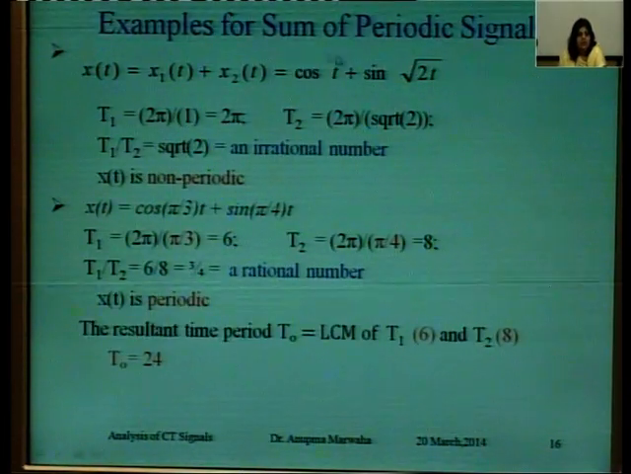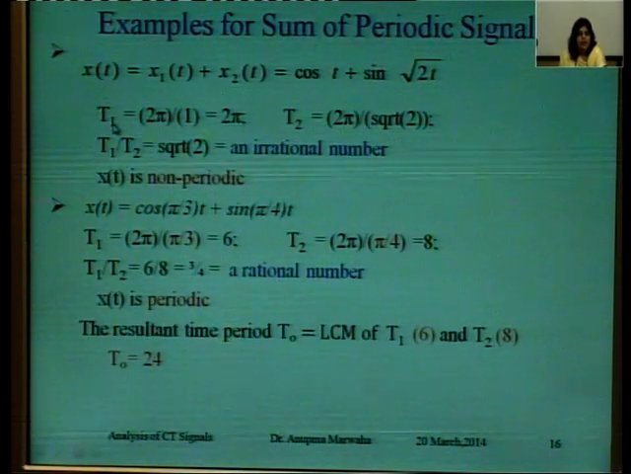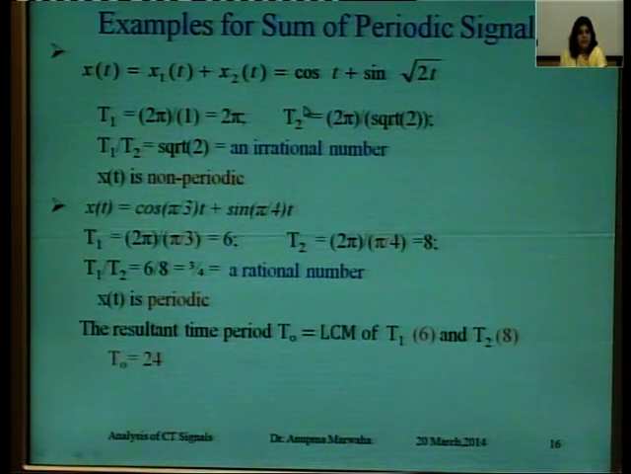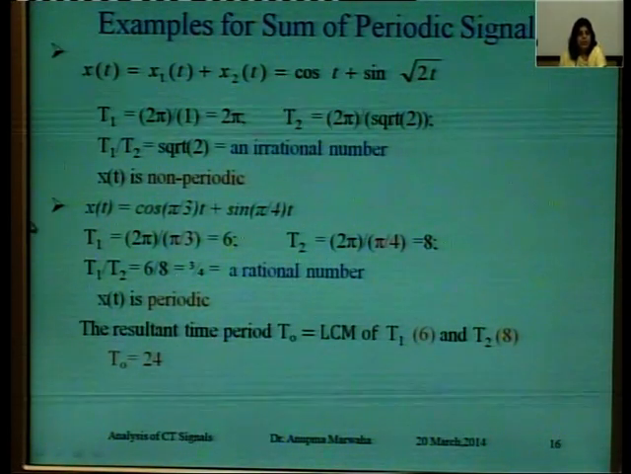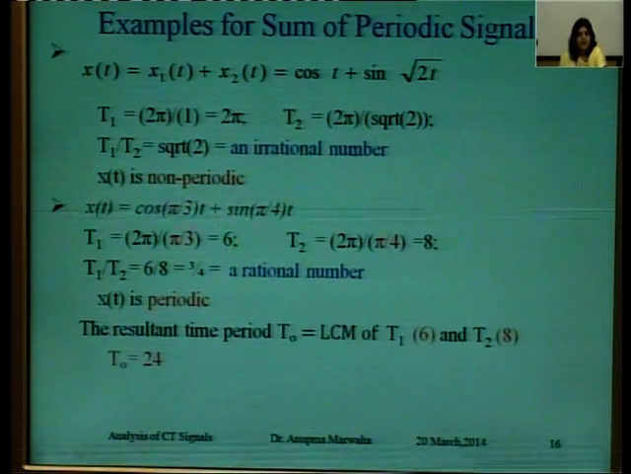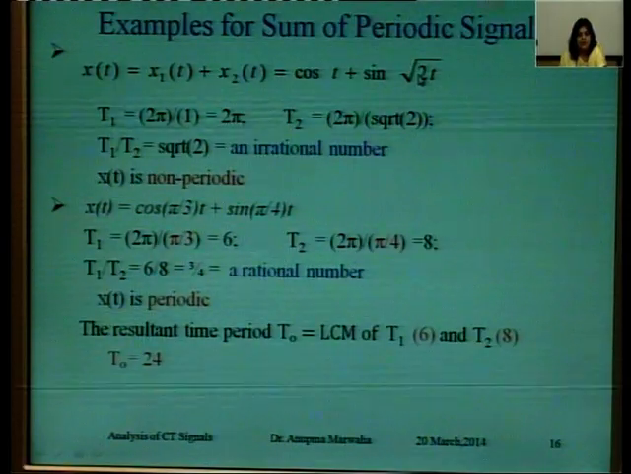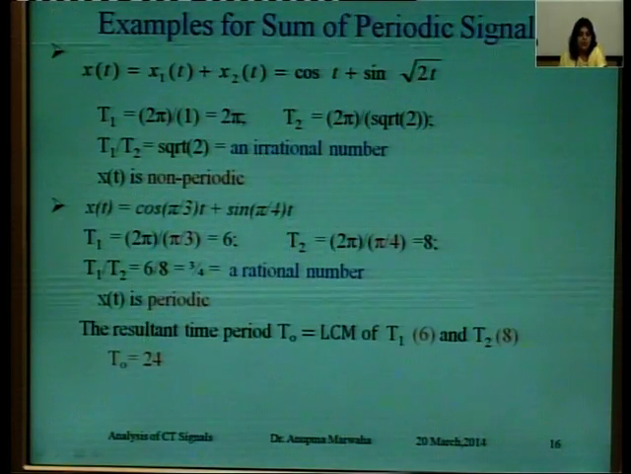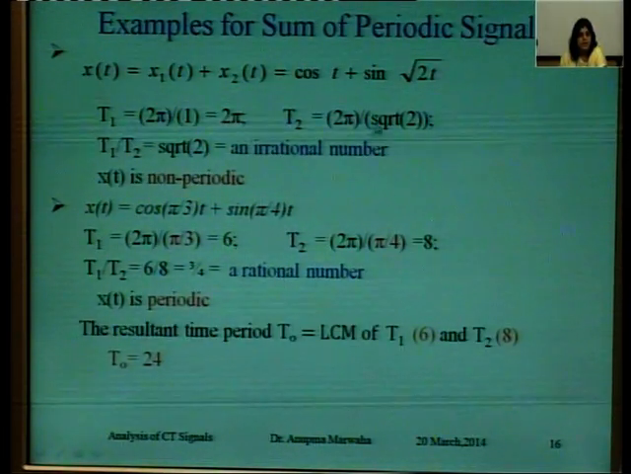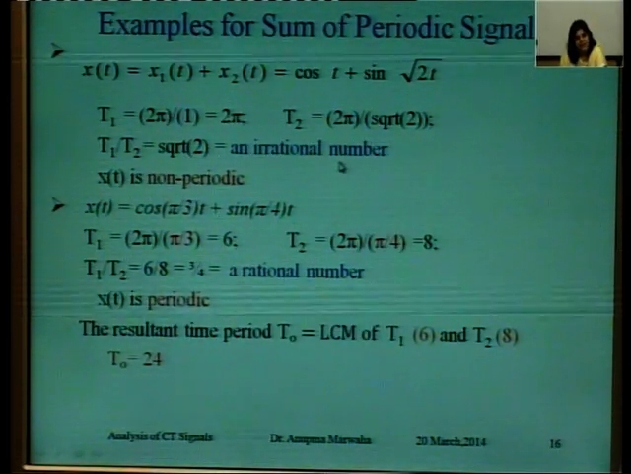So, the first signal x1(t) is periodic. We can find the time period of this periodic signal. T1 is equal to 2π, and for the signal x2(t), the time period comes out to be 2π by square root of 2. If we take the ratio of the two time periods, T1 by T2, it comes out to be square root of 2, which is not a rational number.